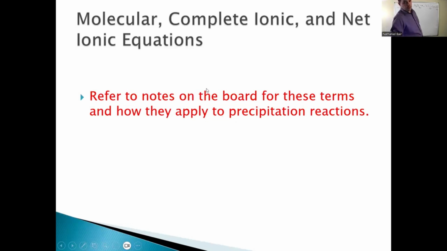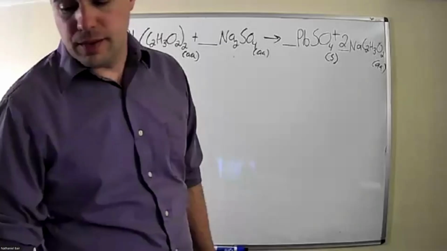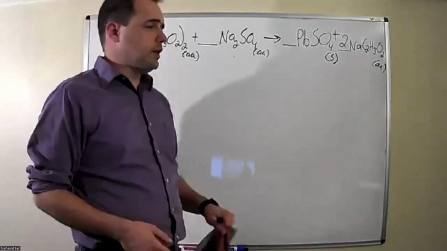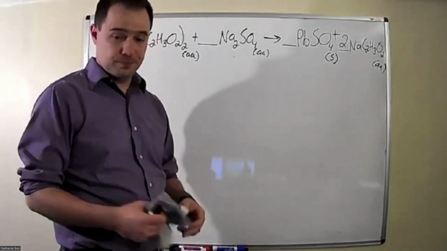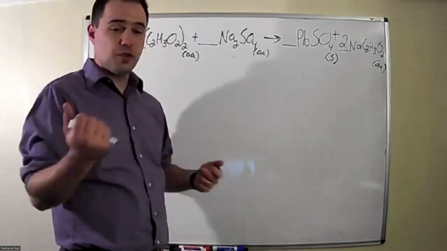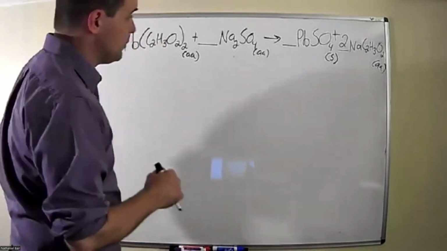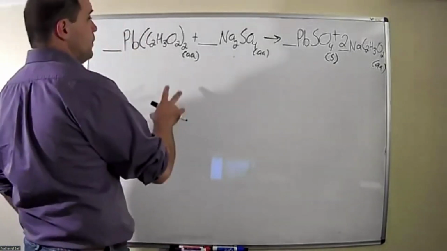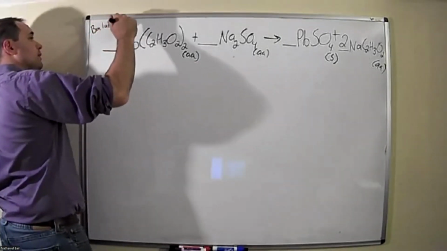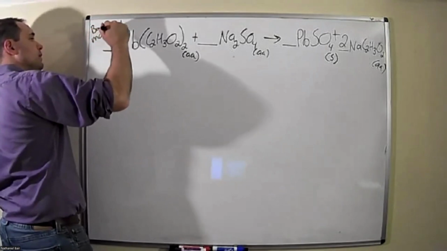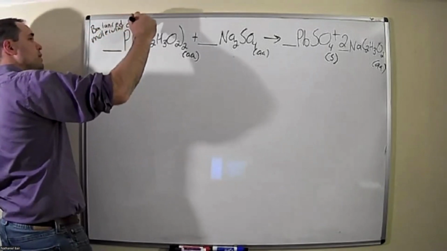All right, folks. Molecular equations versus net ionic equations. Let's just use this guy and we'll do some more. So what we just wrote, folks, is called the balanced molecular equation.